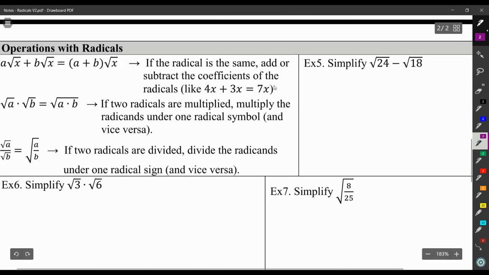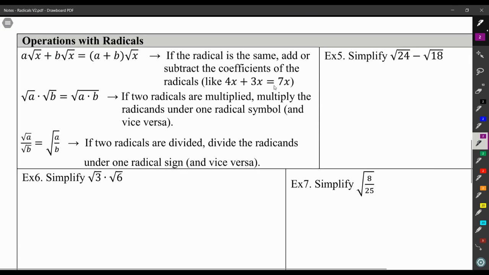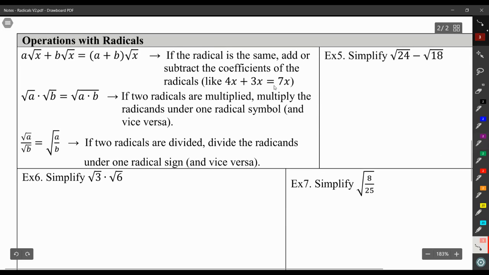Now let's look at operations with radicals. So you can do a few things. You can add them, you can multiply them, you can divide them. So with adding and subtracting, the key here is the radical and the radicand must be exactly the same in order to add the coefficients together. Kind of like 2x and 3x, you can add together to make 5x. Very similar, just like this.